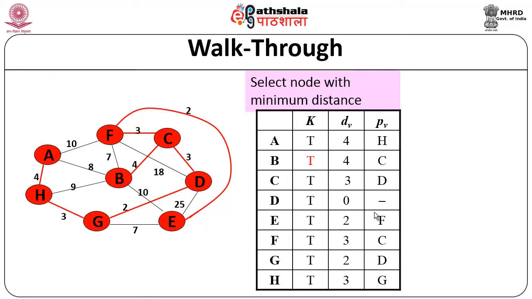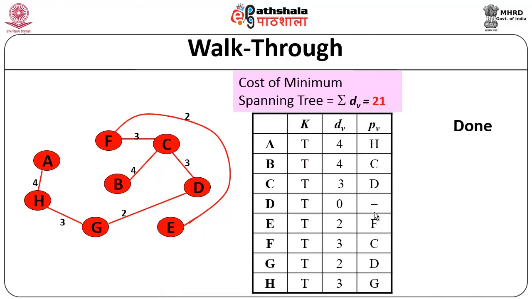No cycles are formed, and that is the final spanning tree. The cost of the minimum spanning tree is just adding the distances. So, 4 plus 4 is 8, plus 3 is 11, plus 2 is 13, plus 3 is 16, 17, 18, 19, 20, 21. So, that is it. The minimum spanning tree cost will always remain the same, but the order in which the edges are taken is different. Sometimes if there are edges with the same cost, it could choose another edge also. So, this is the minimum spanning tree.